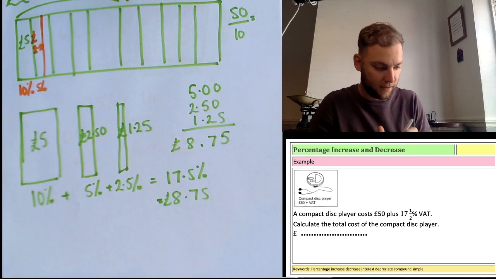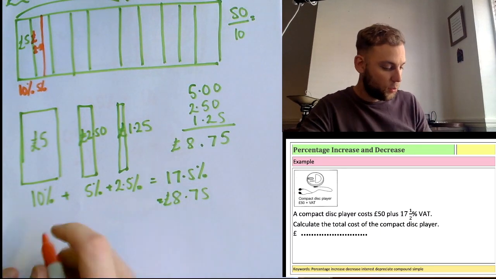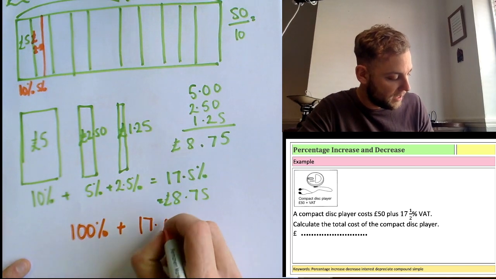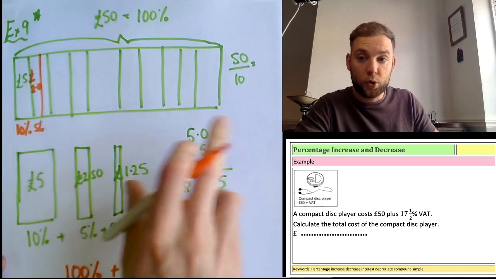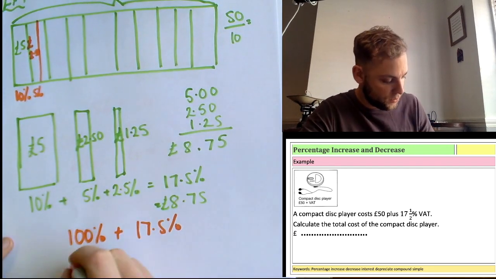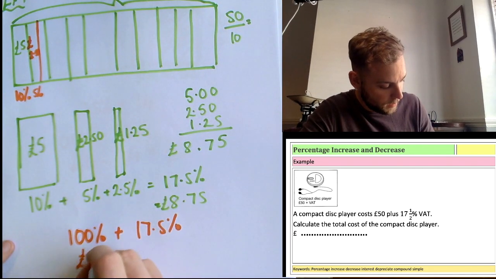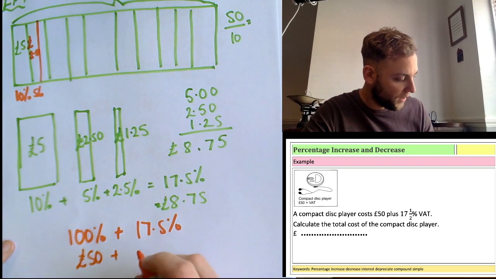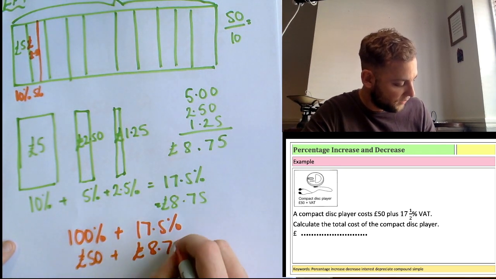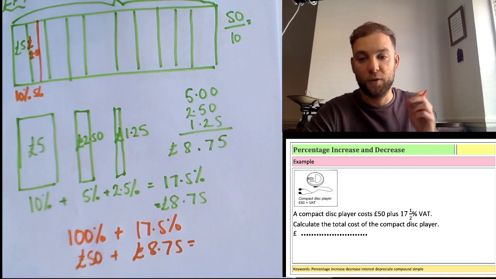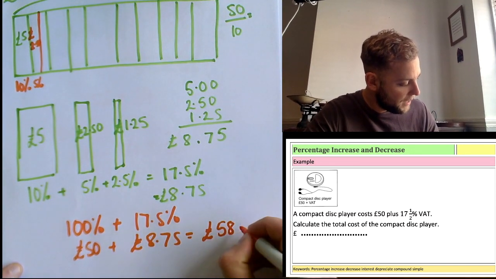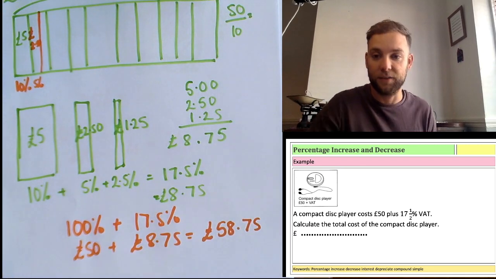So I'll do that down here. So we've got 100% plus the 17.5%. 100% is my £50. So £50 plus the 17.5%, which is equal to £8.75. So 50 plus £8.75 is equal to £58.75.